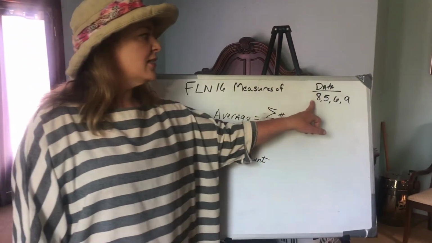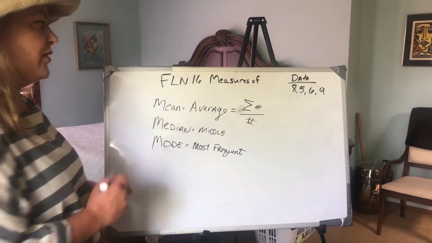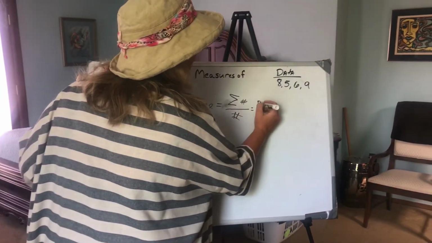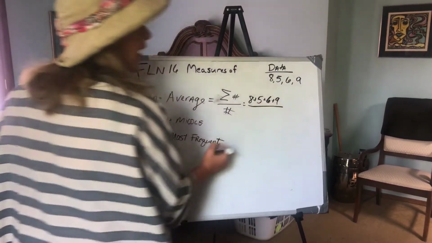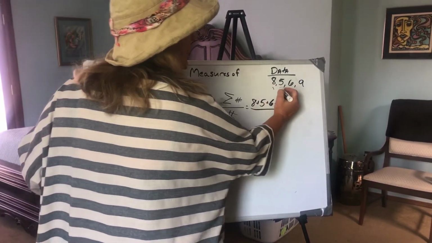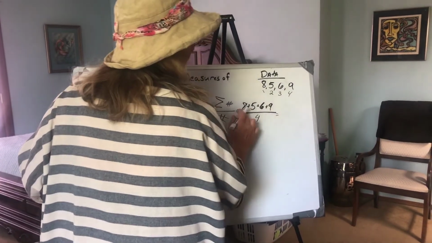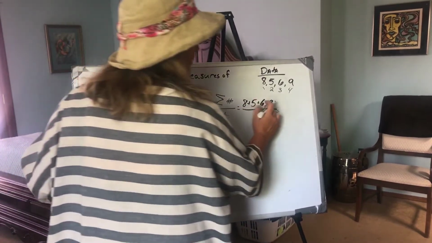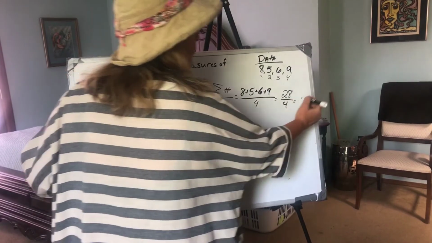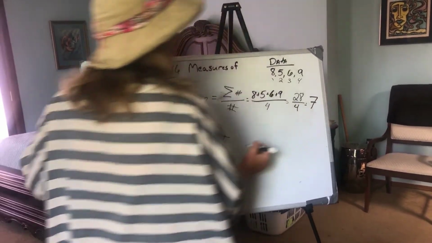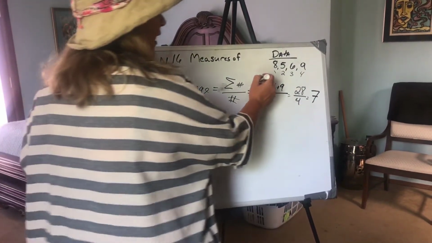Okay, so let's say this is our data set: 8, 5, 6, and 9. First, how do we find the mean or the average? I add them all up, so I have 8 plus 5 plus 6 plus 9, and I divide it by the number of data points, 1, 2, 3, 4. So I'm going to divide that by 4. And 8 plus 5 plus 6 plus 9 is 28, and what is 28 divided by 4? 7. So the mean, the average of this, is 7, and you guys can add this together to make sure I'm right.